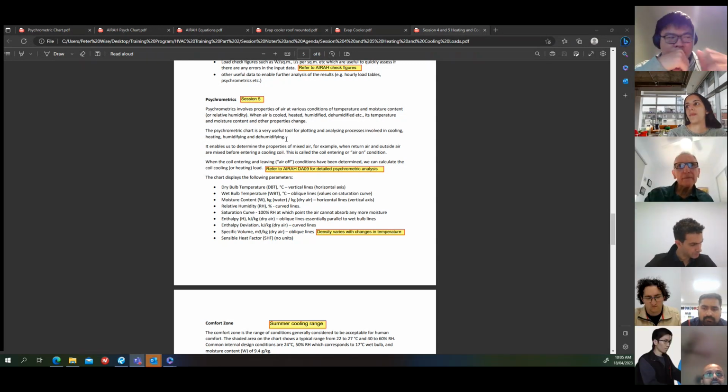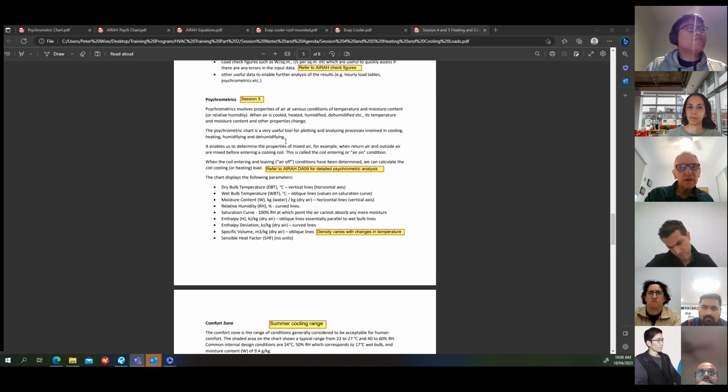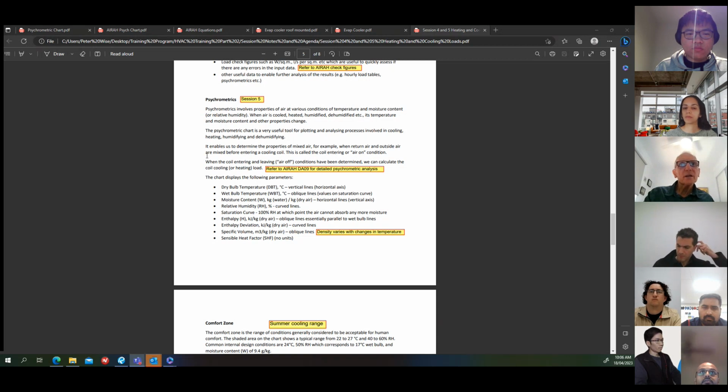When I started work back in the old dark ages, we did heat load calculations manually. We didn't have computers, and so the psych chart was invaluable to us. We had to use it. You do your calculations and you use the psych chart to actually calculate the coil capacities and those things, and you can still do that. So just get back to the notes.